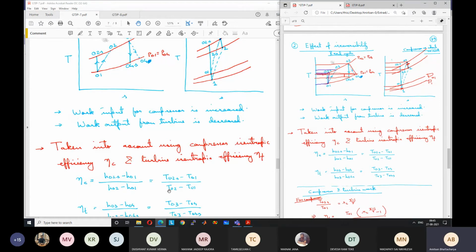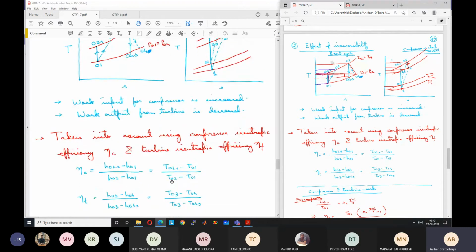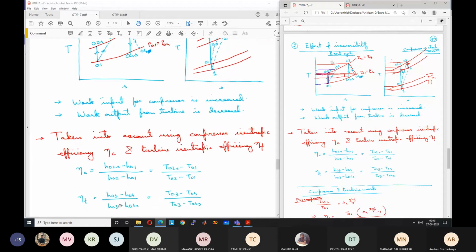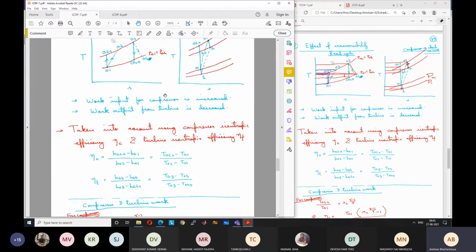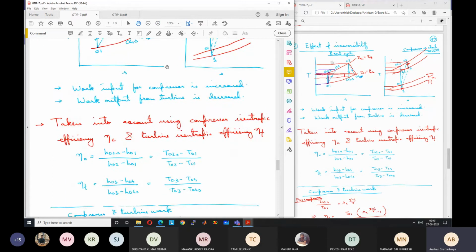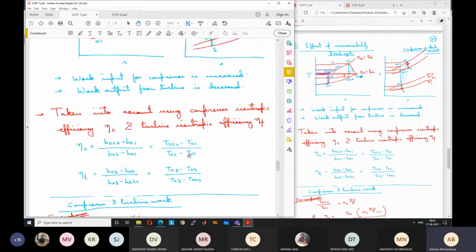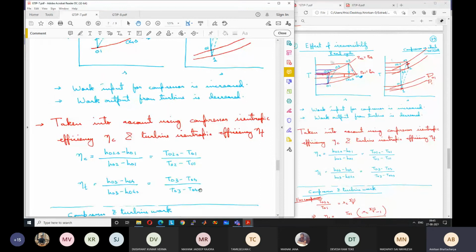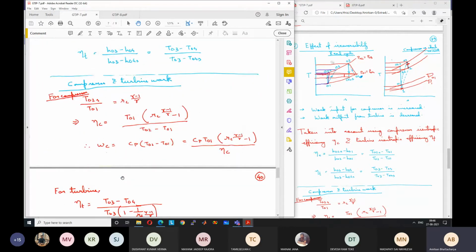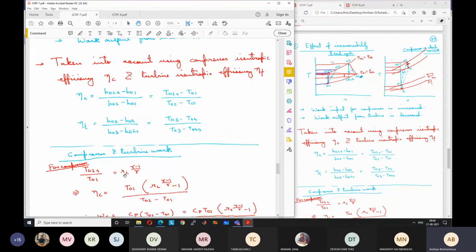Turbine efficiency is also defined in somewhat similar way. The actual work output by the ideal work output. So (h03 minus h04) by (h03 minus h04s), which can be written as (T03 minus T04) by (T03 minus T04s). So again, actual work output, which is less, divided by the ideal work output, which is more. So efficiency is defined in that way so that it is less than 1. These efficiencies are properties of the turbine and the compressor. Turbine efficiency may be around 90%, 91, 92%, right?